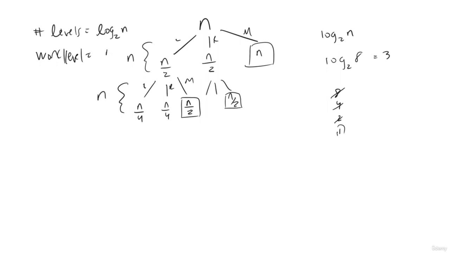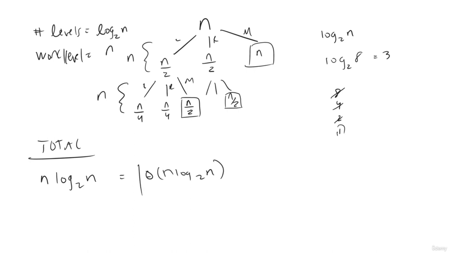And so the work per level is n, and to analyze the total, it's going to be the work per level times the number of levels, which is n log base 2 of n, which you can say is big O of n log base 2 of n, or theta of n log base 2 of n. Either way, let's just do theta of n log base 2 of n, and this is the running time of our algorithm.